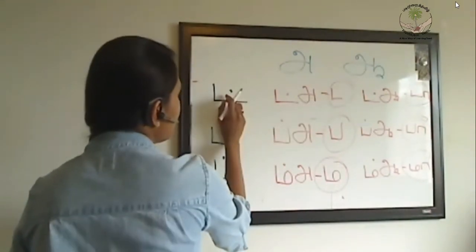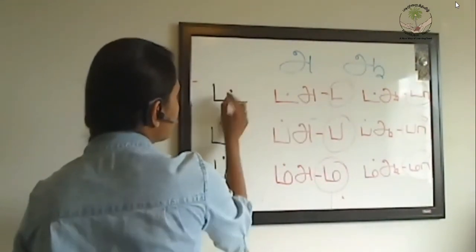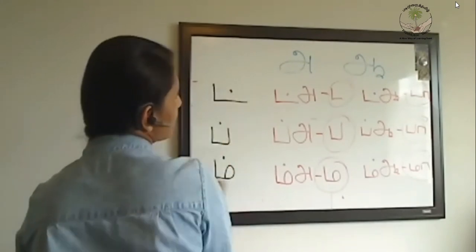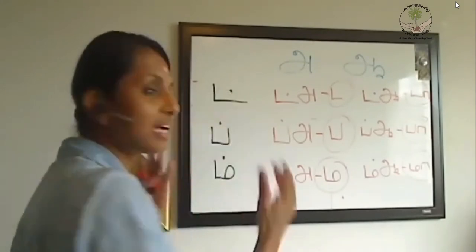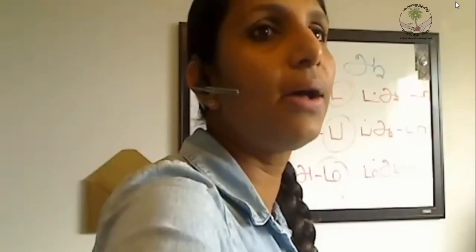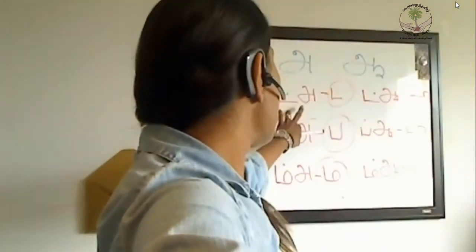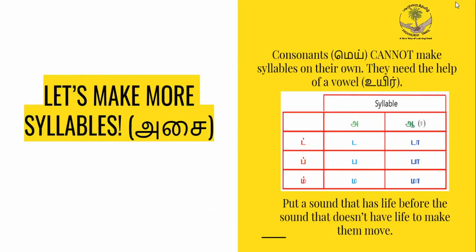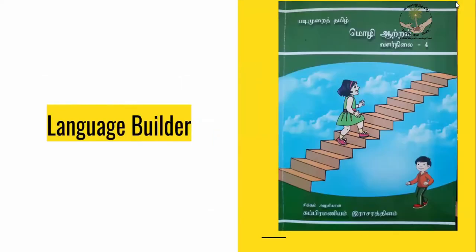So always leave a space. ஆகலும் இந்த லெட்டருக்கு ஆகலும் பெருசா போடாதீங்க, ஒரு அளவுக்கு கண்ணுக்கு தெரியற மாதிரி போடுங்க. Okay, good. So now we know when uyir comes after mei, it's going to form a new vari vadivam.